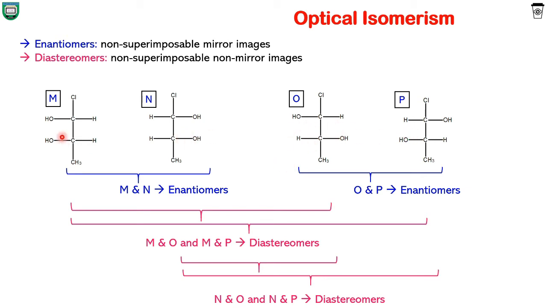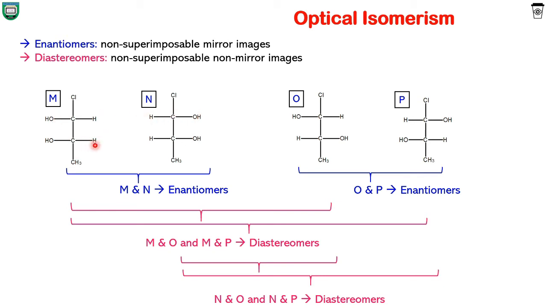While moving from one enantiomer to the other enantiomer, all chiral centers are inverted. For example, if you look at M and N, this is a chiral center, this is also a chiral center in M. M has two chiral centers. Chiral center means the carbon atom which is attached to four different atoms or groups. This one has right side H and left side OH, while this one has right side OH and left side H.